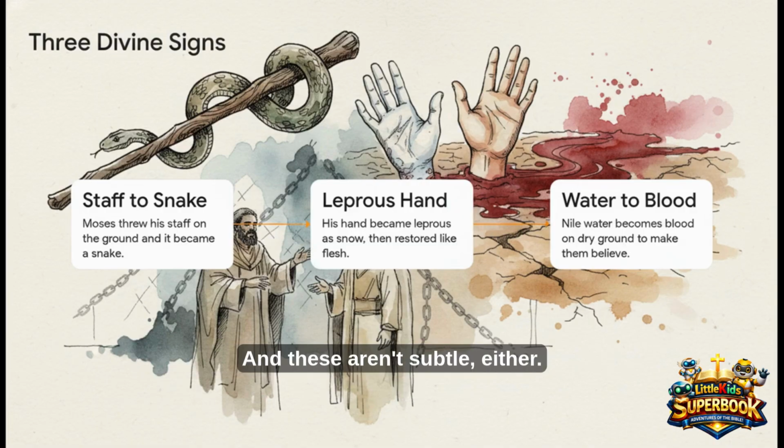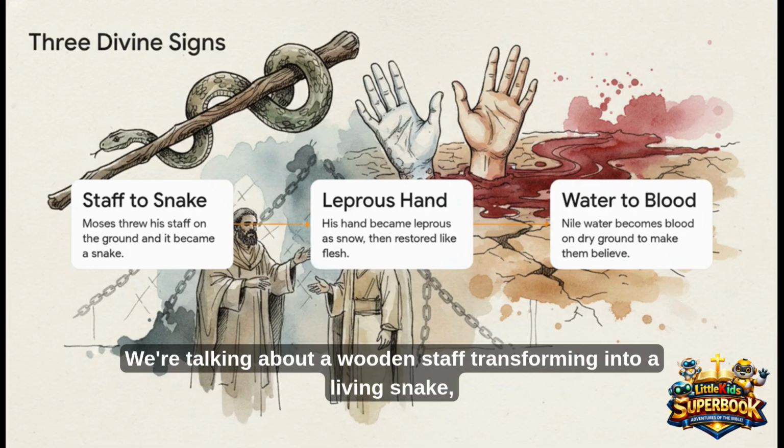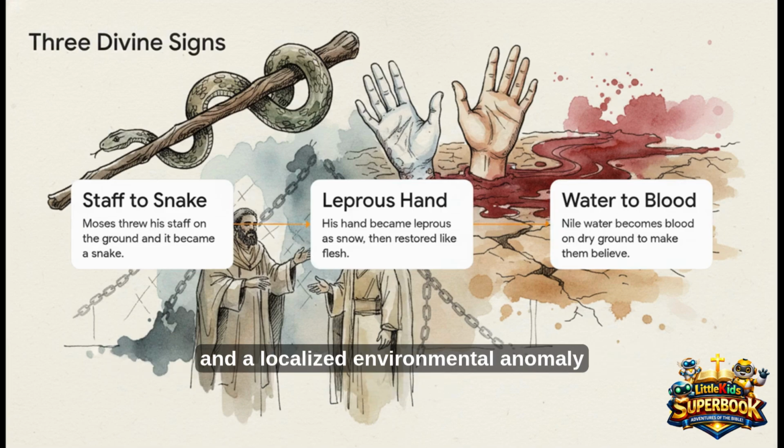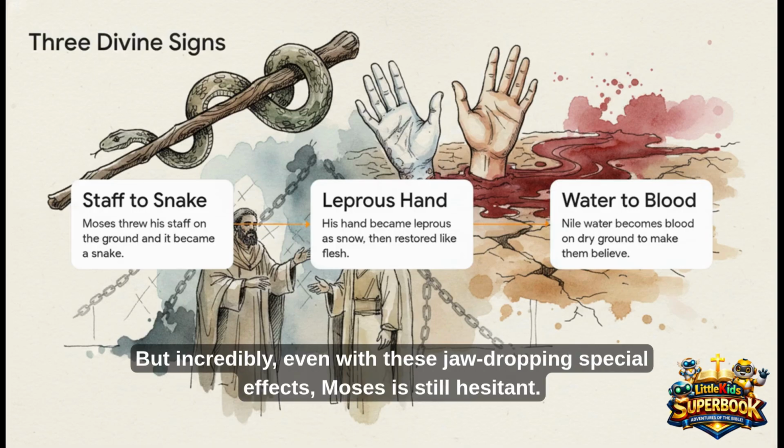And these aren't subtle either. We're talking about a wooden staff transforming into a living snake, a hand instantly struck with a terrifying skin disease and then healed, and a localized environmental anomaly where water turns to blood on dry ground. But incredibly, even with these jaw-dropping special effects, Moses is still hesitant.